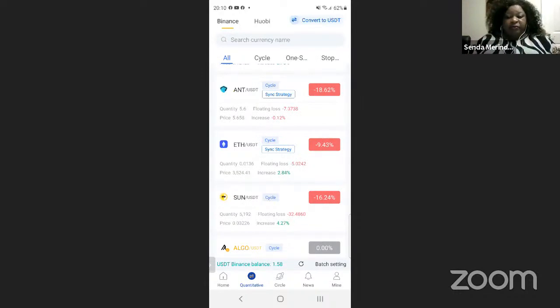This is the pattern of the financial markets. They go up and down. Like they say, whatever goes up must come down, and whatever comes down must go up. So it will always go up and down, no matter what. So these are in a floating loss.